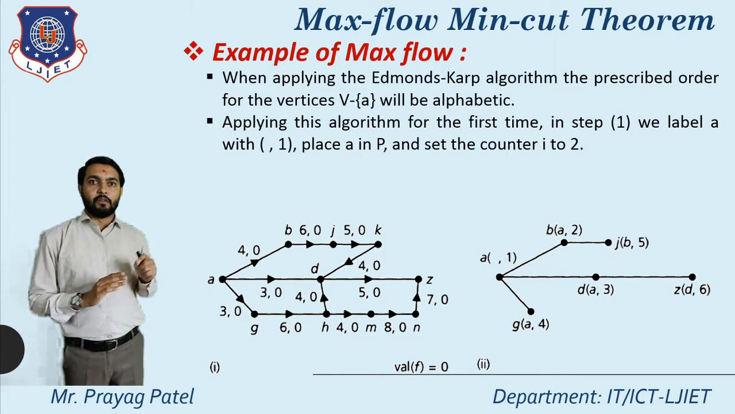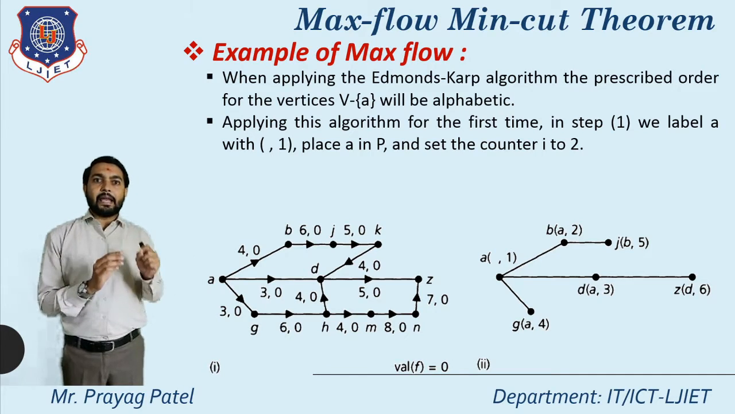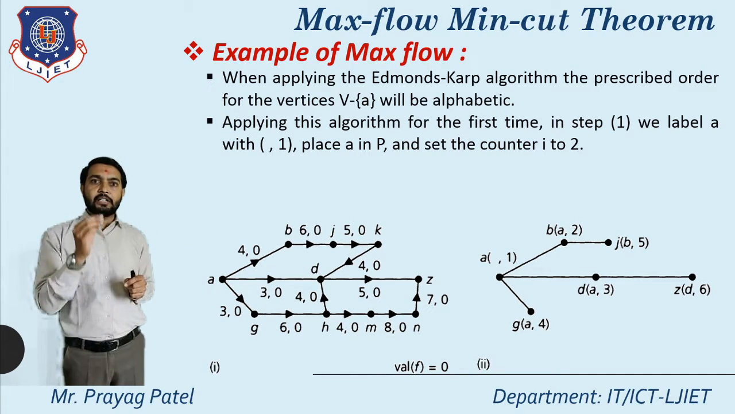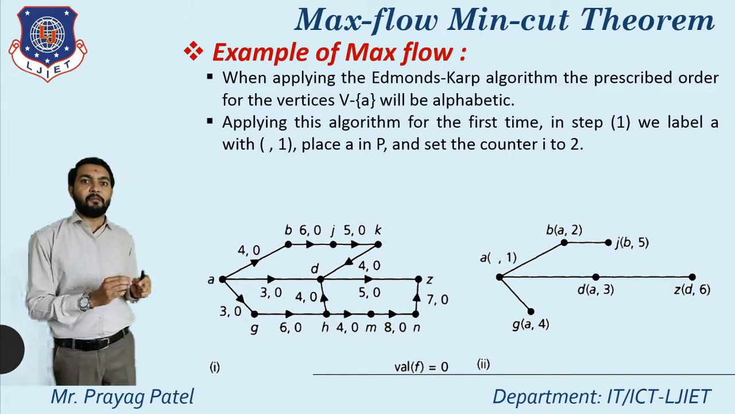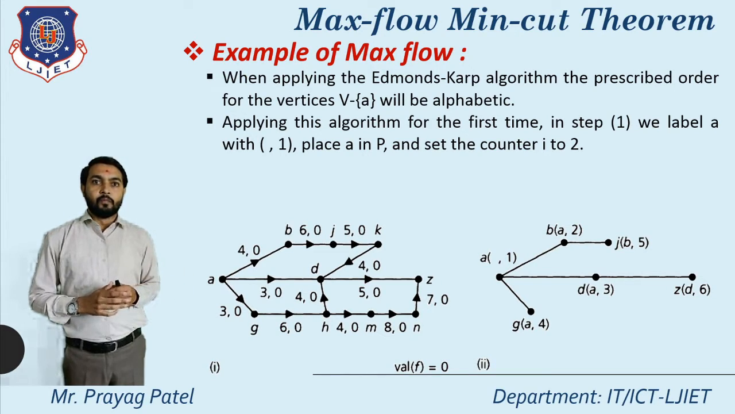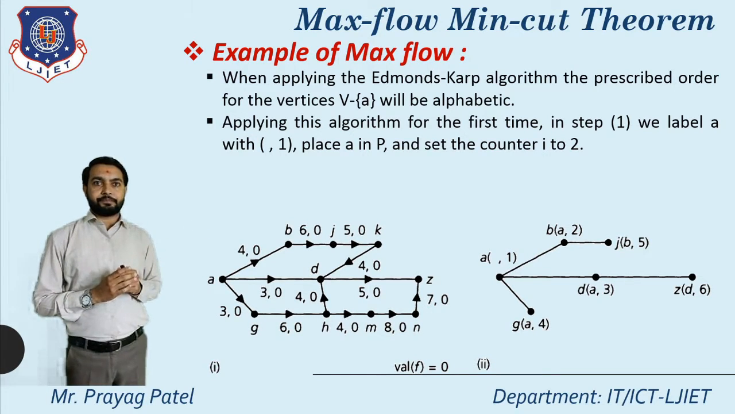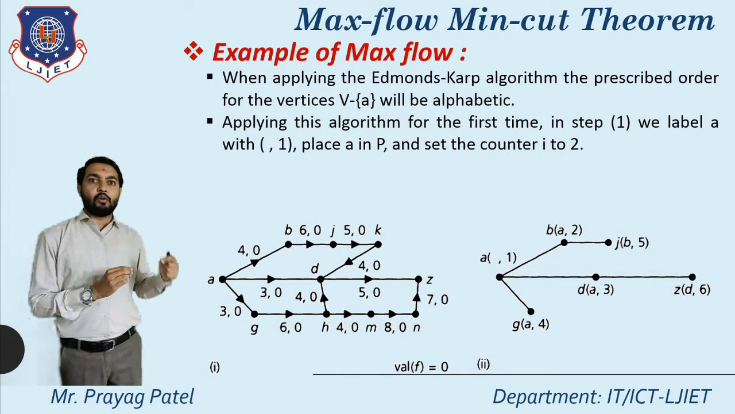Now after that, we visit the next node, A to D. So D is labeled A3. Now next we visit the node A to G. That means the label for G is A4. So the count increases by 1. Now after visiting B, D and G, we start the count from here.